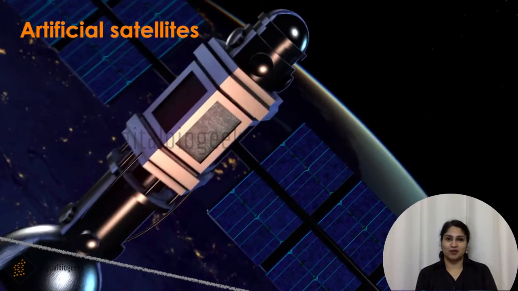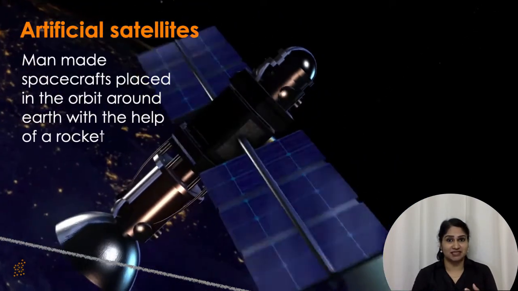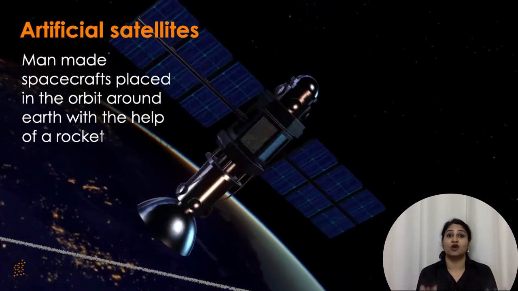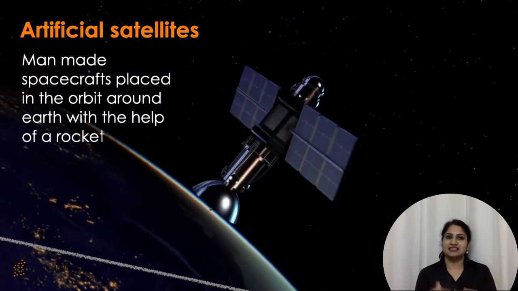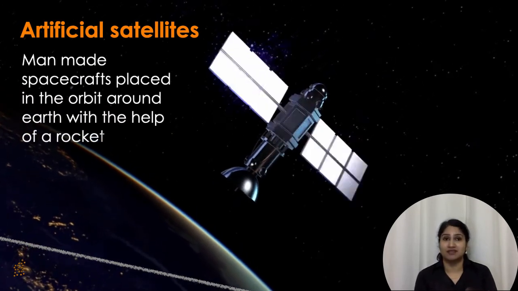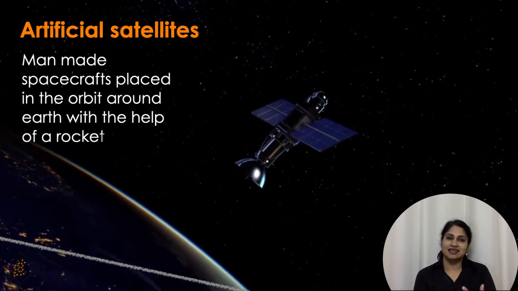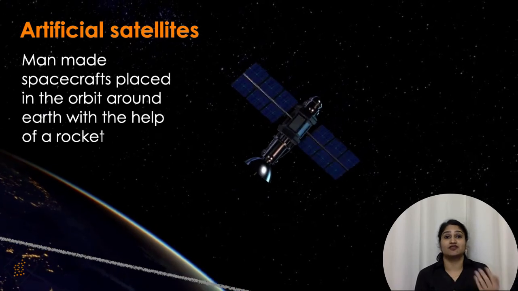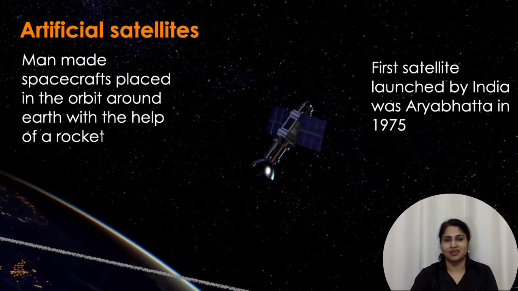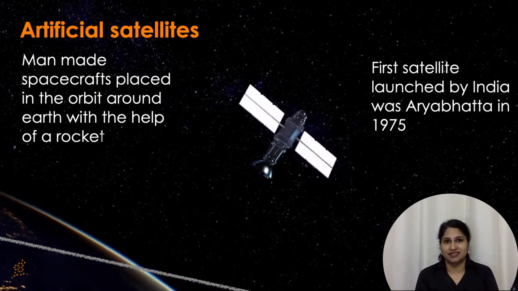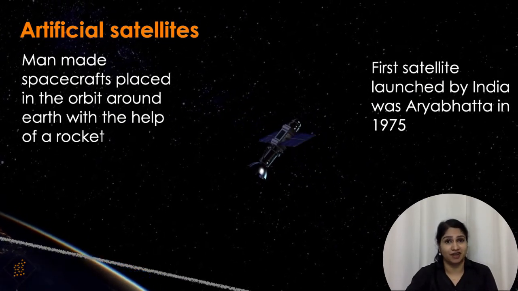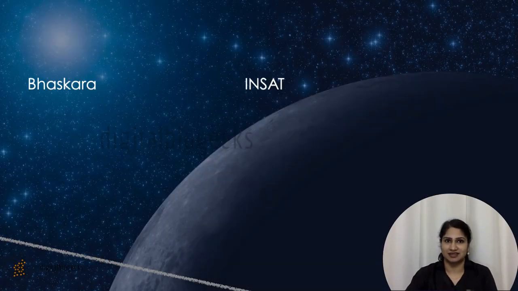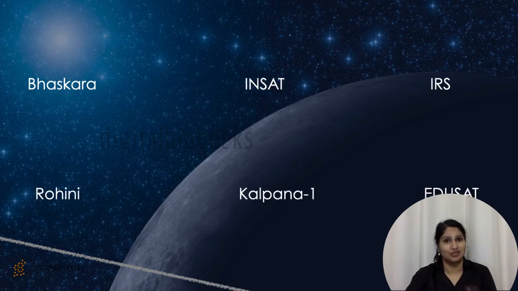As we now know about the natural satellites of planets, let's learn about the artificial satellites. Artificial satellites are man-made spacecrafts which are placed in the orbit of Earth by launching machines like rockets. These satellites orbit Earth due to the gravity of Earth. The satellites carry equipment like cameras, infrared sensors, and telescopes. The first satellite launched by India was Aryabhatta in 1975. Other satellites are Bhaskara, INSAT, IRS, Rohini, Kalpana 1 and EduSat.